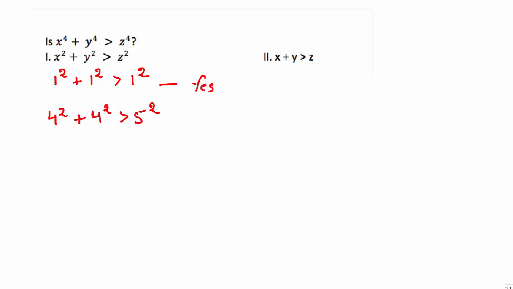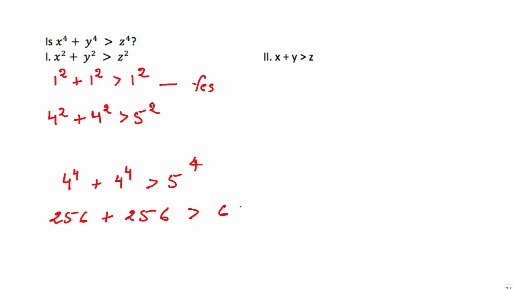Now when we put these values of x, y, z in the question itself, you can see they are saying 4 to the power 4 plus 4 to the power 4 is greater than 5 to the power 4. We have to see, is it true? 4 to the power 4, we can say 256. 256 plus 256 is 512, which is greater than 625? So immediately we can say we got no here. No, it is not true.